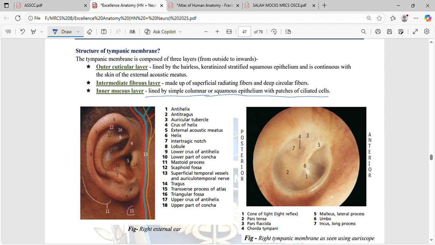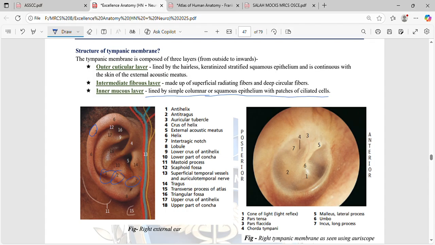So here, if you look at the external ear, we have the antihelix, number 1, and then the antitragus, number 2, and then the auricular tubercle, which is number 3. We have 6, which is the helix, and 7, the intertragic notch.